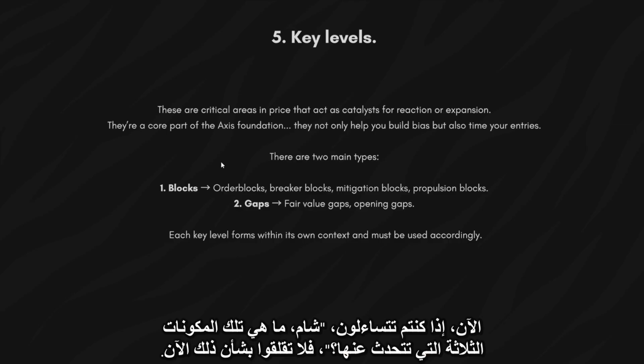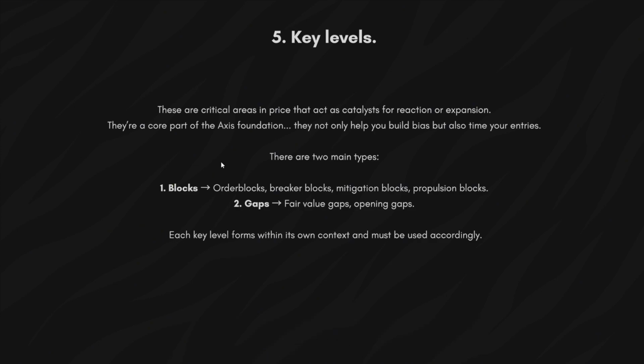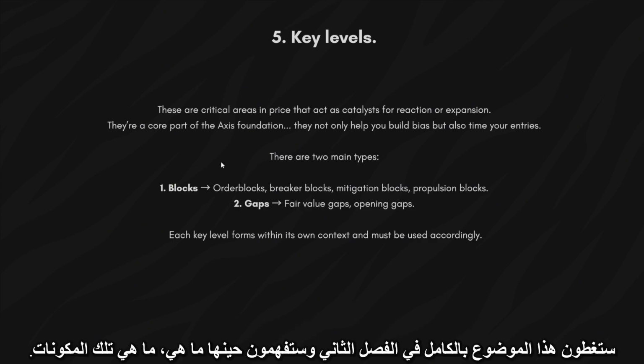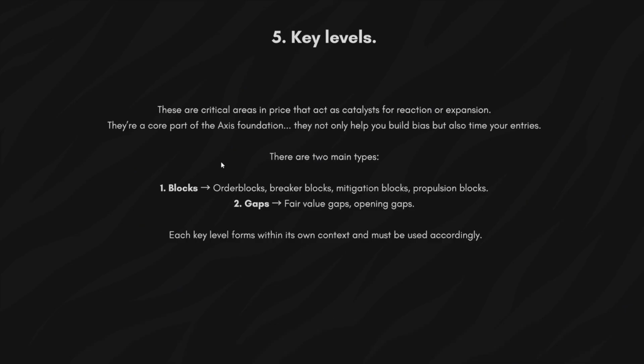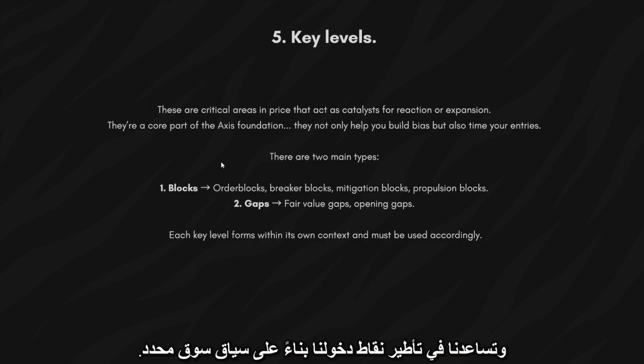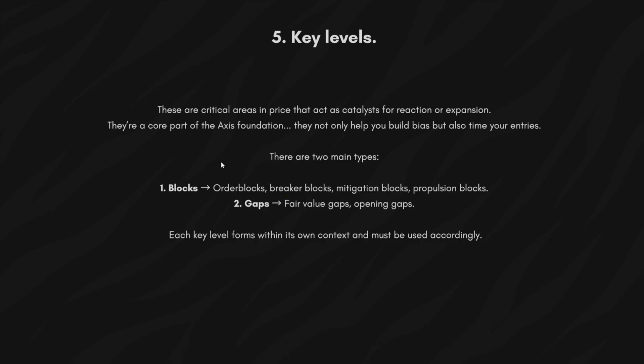Now, if you're wondering, wait, Sham, what are those three components that you're talking about? Then don't worry about it right now. We will cover that topic fully in chapter 2, and you'll then understand what those components are. But for now, just keep this in mind: key levels not only help us with building or establishing a directional bias, but they also help us time our entries on the lower time frame and help us frame our entries based on specific market context.